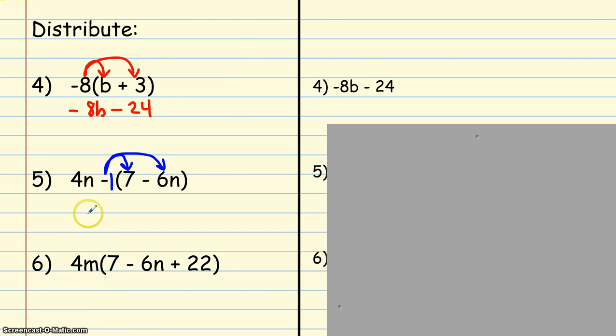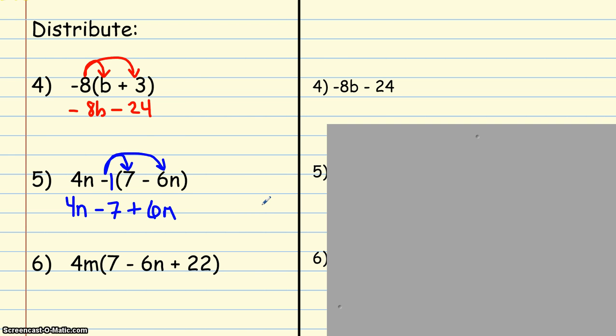What do we do with the 4n, you ask? It just hangs out. Don't forget about it. So let's bring it down, 4n. And then we're going to do negative 1 times 7. Well, negative 1 times 7 is negative 7. Next, negative 1 times negative 6n. A negative times a negative is a positive. And the 1 times 6n is 6n. So we have 4n minus 7 plus 6n.